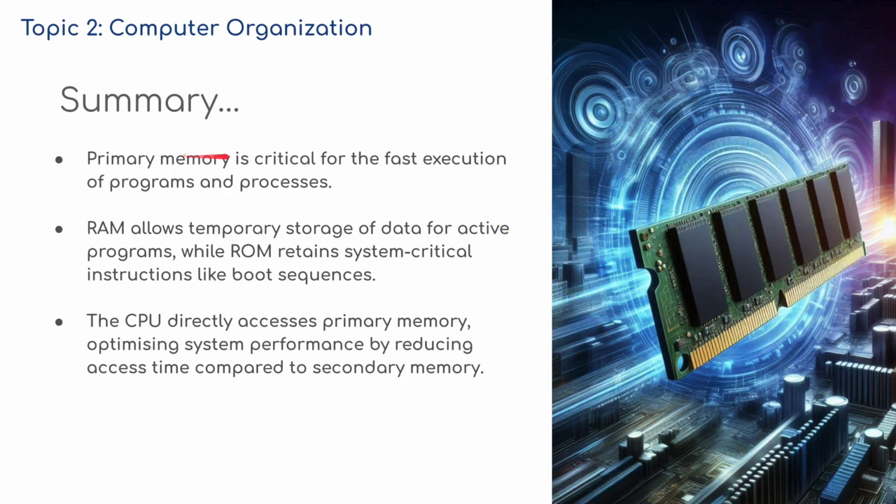So in summary, primary memory is critical for fast execution of programs and processes. RAM allows temporary storage of data for active programs, while ROM retains system critical instructions like boot sequences. The CPU directly accesses primary memory, optimizing system performance by reducing access time compared to secondary memory.